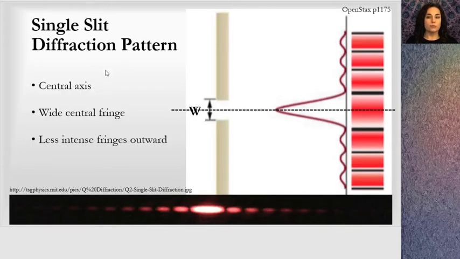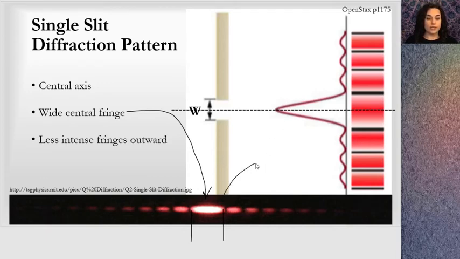So the single slit diffraction pattern is shown like this, and you can see down at the bottom, this is a real laser that was sent through a single slit. You can see that there's a central bright fringe. This is what we call the central bright fringe, the wide central fringe. So this is the central fringe right there, and less intense fringes outward. You can see it's really bright in the center, and then as we go outward symmetrically on both sides, it becomes dimmer and it's not as bright.